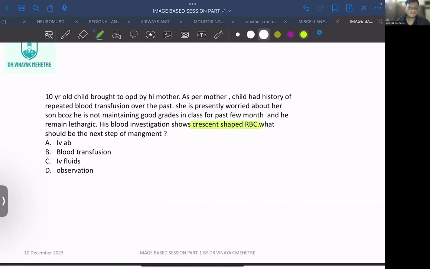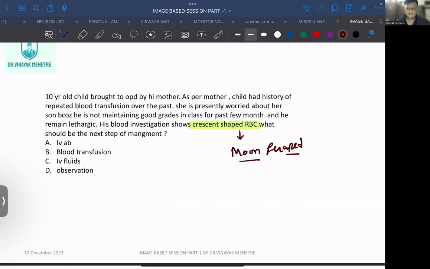As I said, if you are good with the description of the slide, the answer is finished. Crescent shape. Crescent shape means moon, moon shaped, right? They are not going to write down moon shaped. That is for your understanding. It is crescent shape. The diagnosis is sickle cell anemia, right?